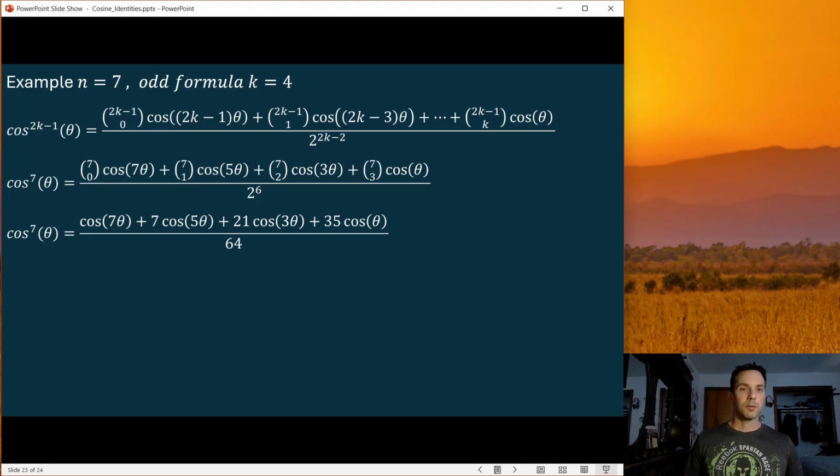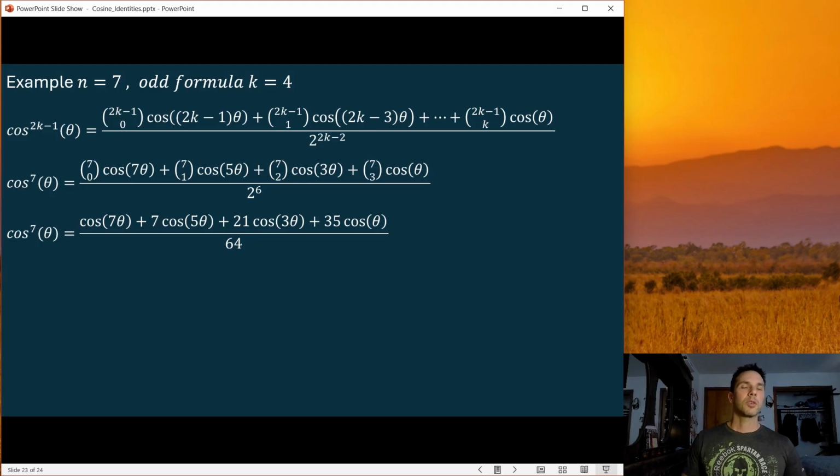For evens, the problem is that your constant is also divided by 2. So your constant is not going to be divided by 2 to the power of 1 minus the power, but every other term is going to be. So that makes things pretty easy, I think. If you know the binomial expansion, you know all your identities for cosine when it comes to integer powers.